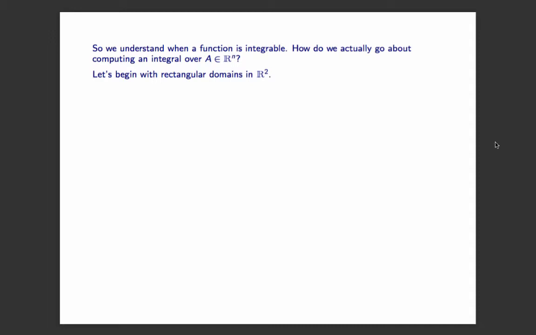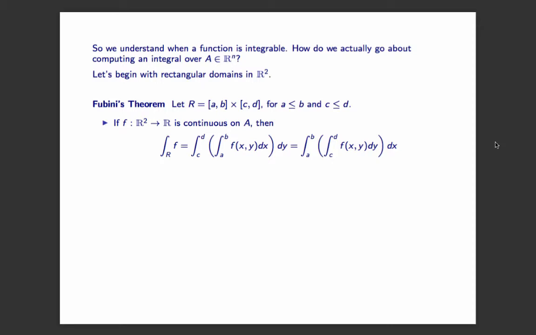Let's begin with rectangular domains. Rectangular domains in R^2 specifically because things are simpler then. Let's build our intuition of why things work there, and over the next few lectures we'll build up. So Fubini's Theorem says let R be a rectangle in 2 dimensions, [a,b] by [c,d]. Then if f is continuous, that's a typo, this should be on R.